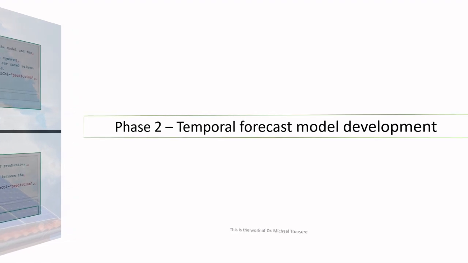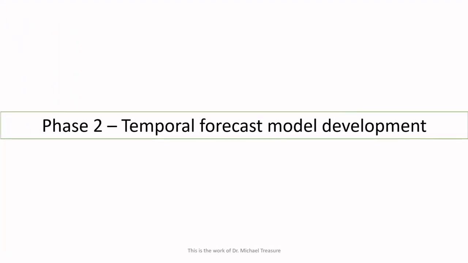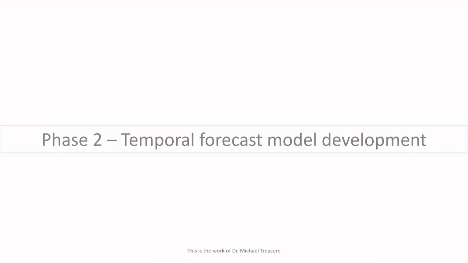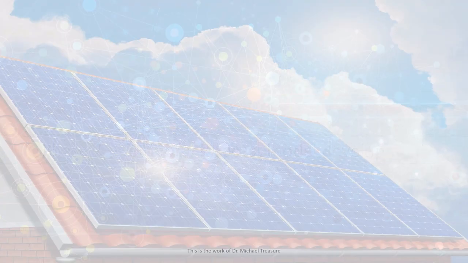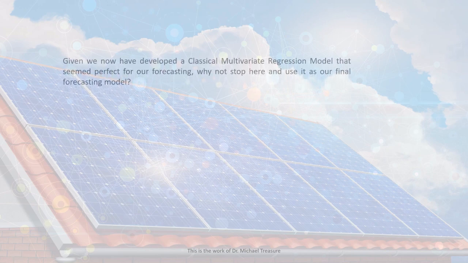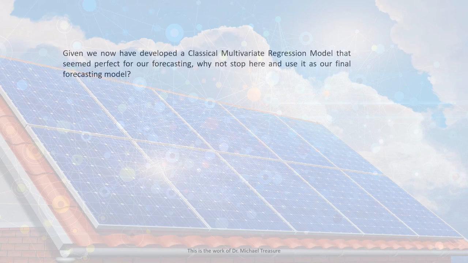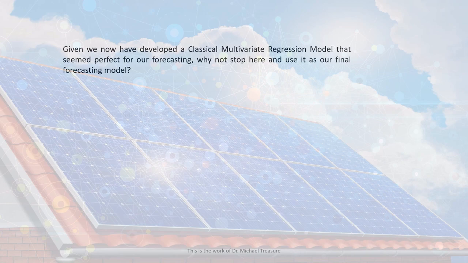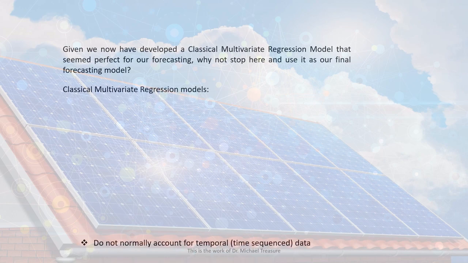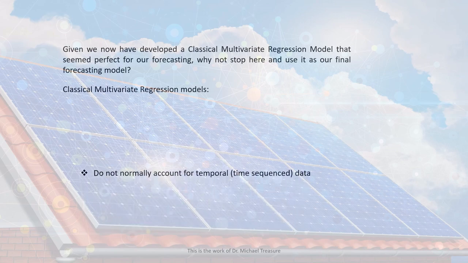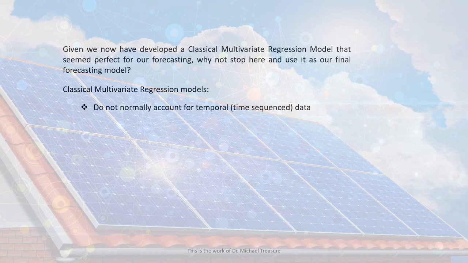Given we now have a developed classical multivariate regression model, why not stop here? At least 2 major deficiencies have to be addressed. 1. Classical multivariate regression models do not generally handle time series data well. 2. They also tend to overfit, meaning they can be too perfect on training data, but not good on tests, i.e., unseen data. We did split our initial data set into train and test sets, nevertheless, the inherent deficiencies should not be ignored. Therefore, the next phase of our model development is to address these potential deficiencies.